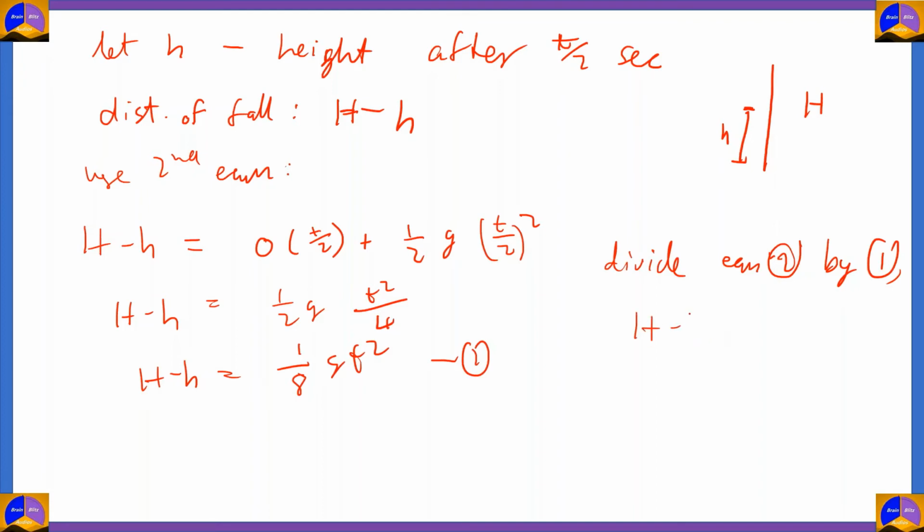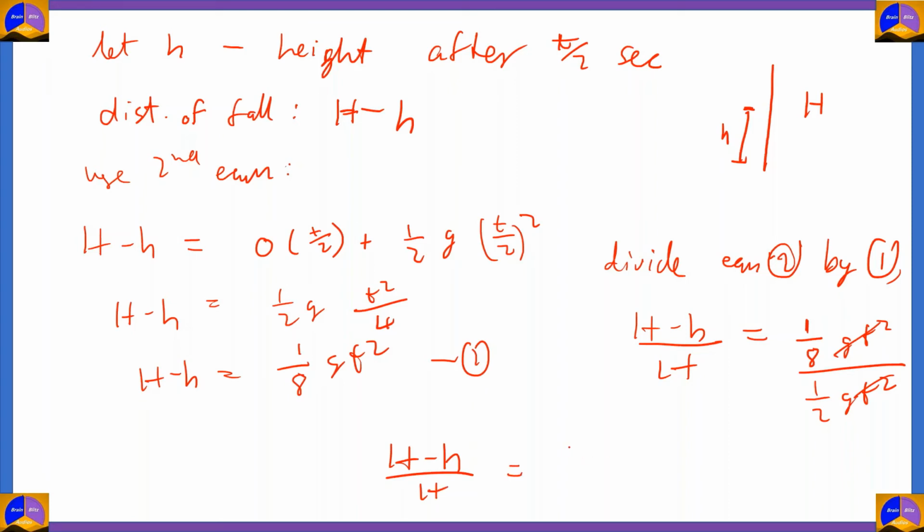So therefore, we get capital H minus small h divided by capital H is equal to 1 by 8 gt squared divided by 1 by 2 gt squared. So t squared gets cancelled, g gets cancelled. So H minus h divided by H will be equal to 1 by 8 divided by 1 by 2. So that is equal to 1 by 8 times 2, which is equal to 2 by 8, which is equal to 1 by 4.